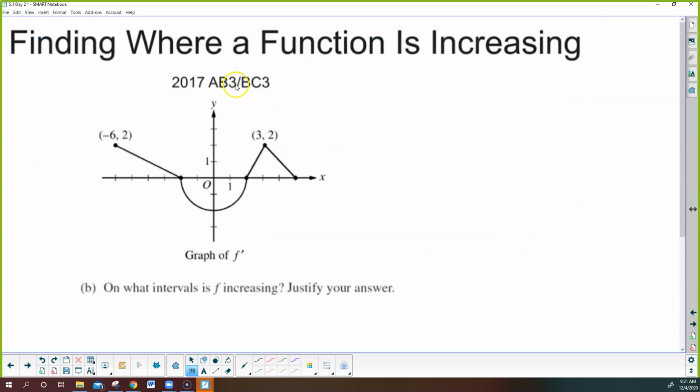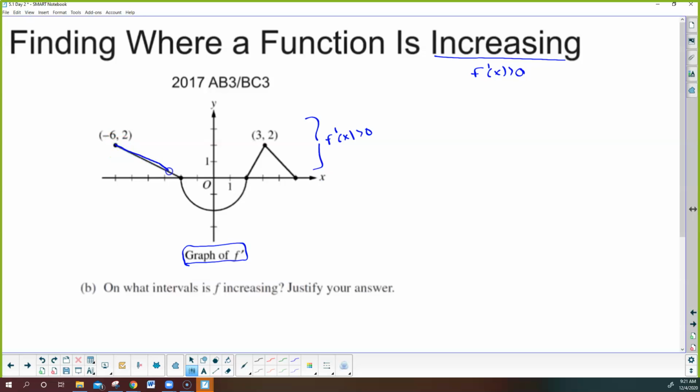All right, next one. This is basically the same question. It's just a different graph. So where's the function increasing? Well, it's increasing when the derivative is greater than 0. Notice they don't directly tell me, but it's written right here. This is the graph of the derivative. So when is the derivative greater than 0? Oops, I put the wrong side. Greater than 0.